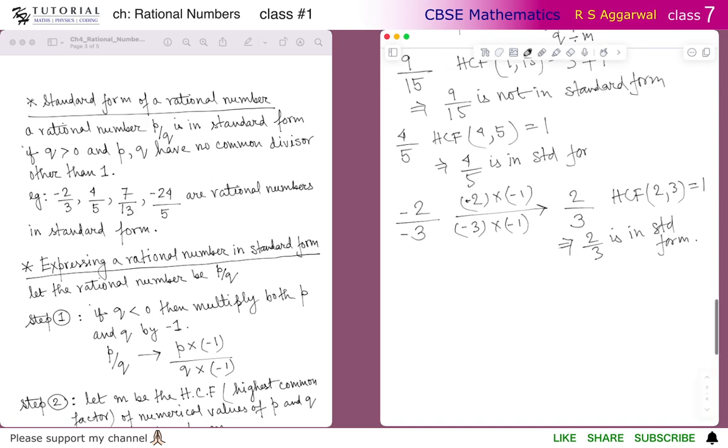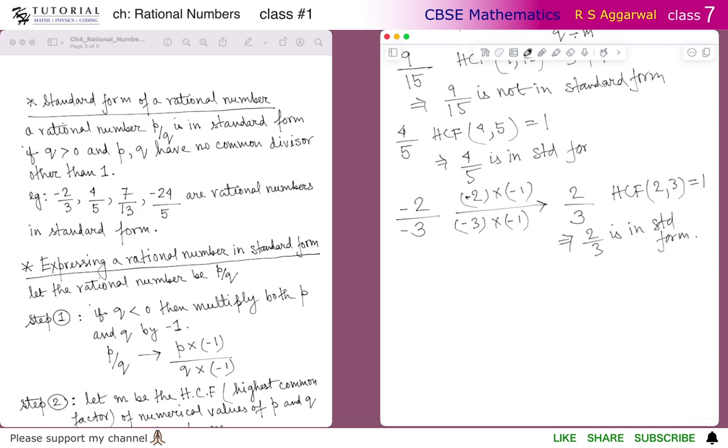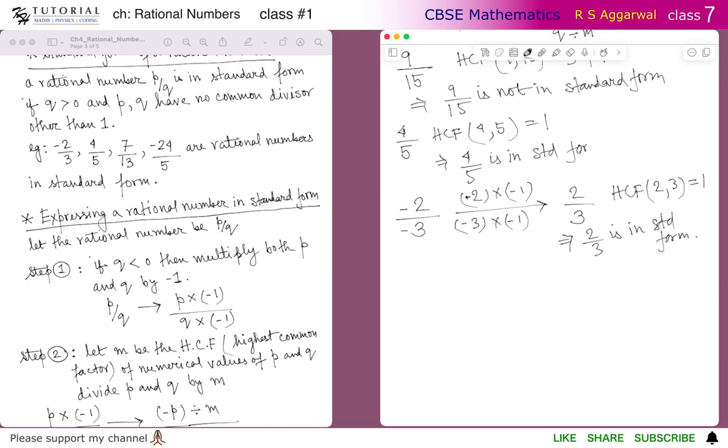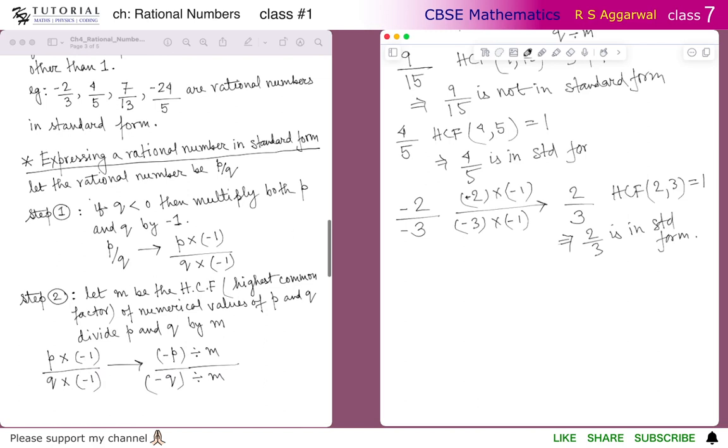I hope it's clear. When I solve problems, it will be more clear. Now, the last concept is how do we express a given rational number in standard form? When you are given a rational number, two things can happen. Either it is already in standard form, or you can always convert it into standard form. So if it's not in standard form, how do we express that rational number in standard form?